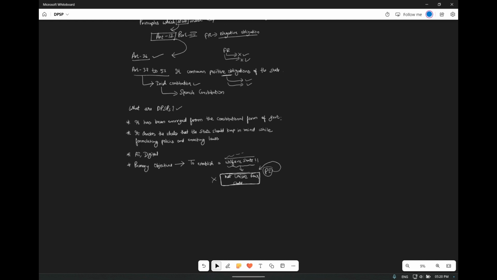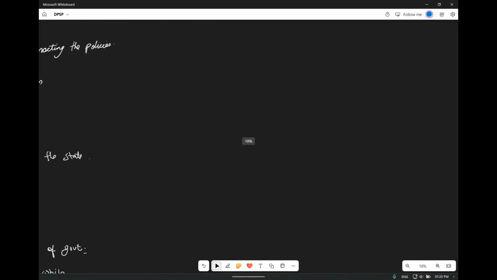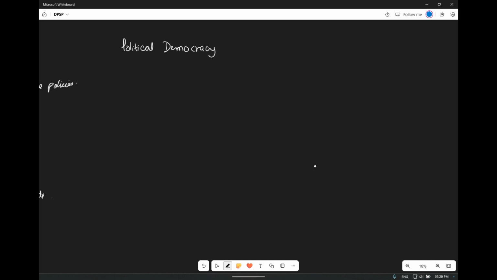Now, the objective of the fundamental rights. When we were studying fundamental rights, we got to know that their objective was to promote political democracy in India. Political democracy in India, that was the objective of fundamental rights.